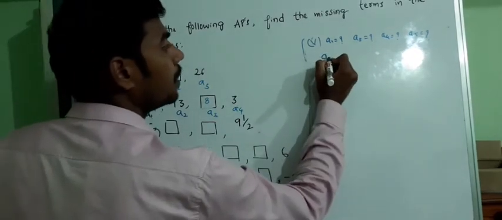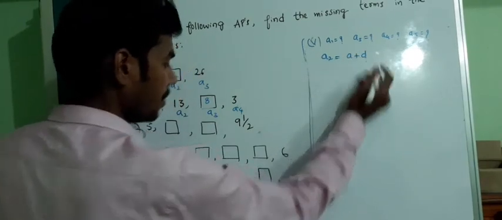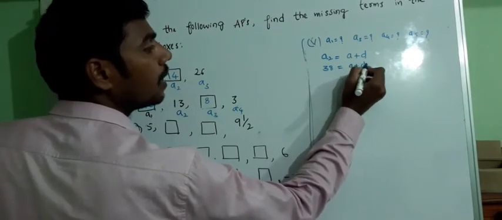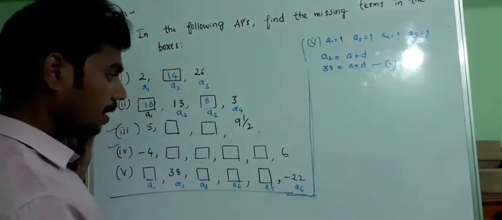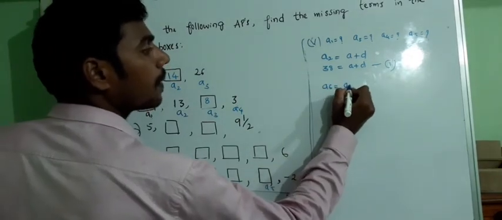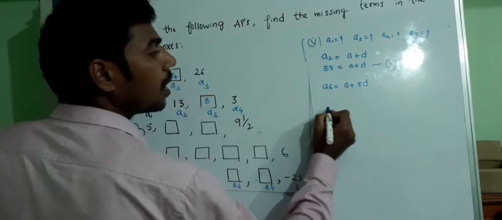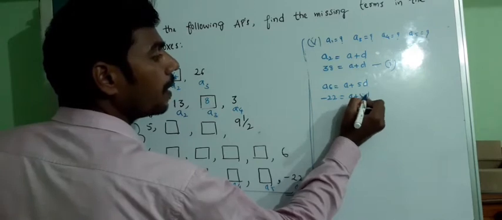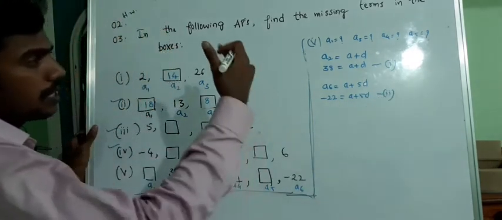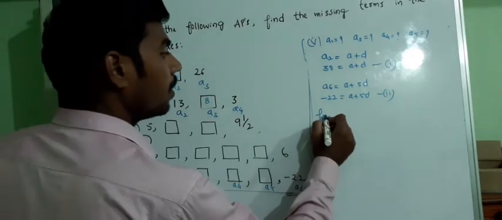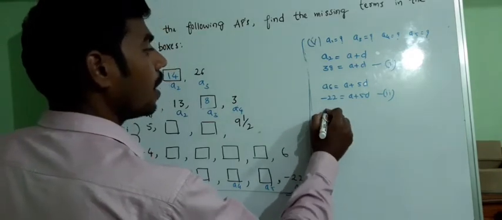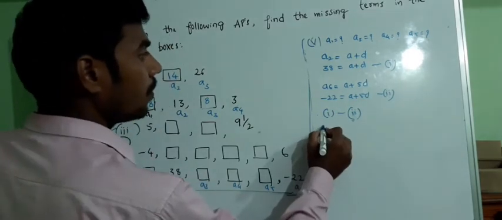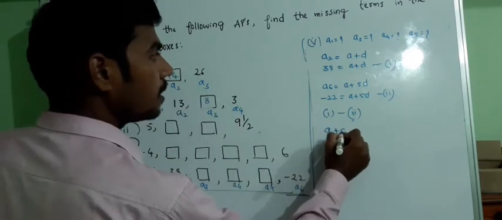What is a2? a2 is equal to a plus d. So 38 is equal to a plus d. I will call it equation 1. Next, a6 is equal to a plus 5d, or else what is a6? Minus 22, which is equal to a plus 5d. I will call it equation 2. So I will solve equation 1 and 2. Subtract 1 minus 2, what will it give us? a plus d is equal to 38.